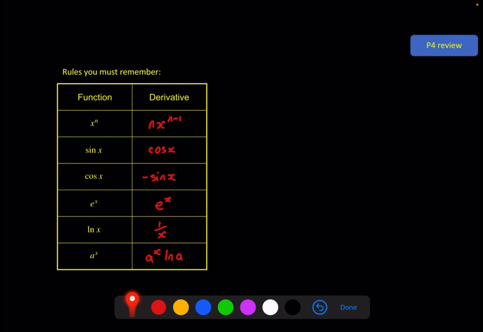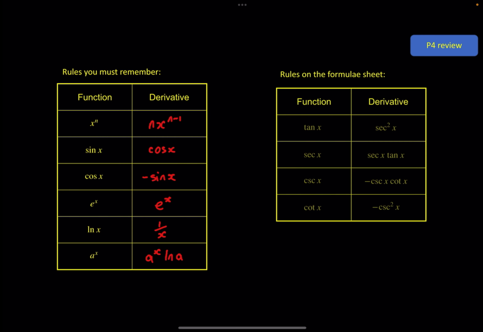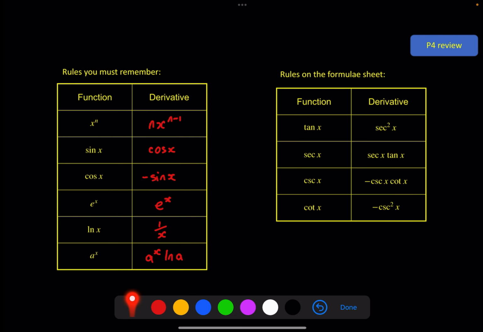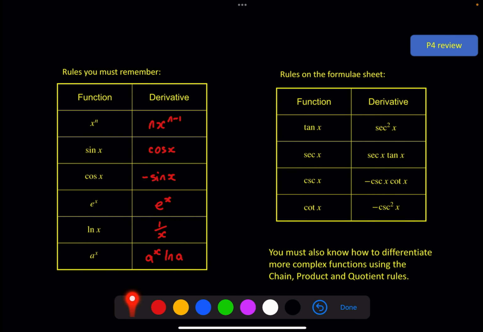Other things that you should be familiar with but don't have to remember are these, but you should also be familiar with the chain rule, the product rule, and the quotient rule.